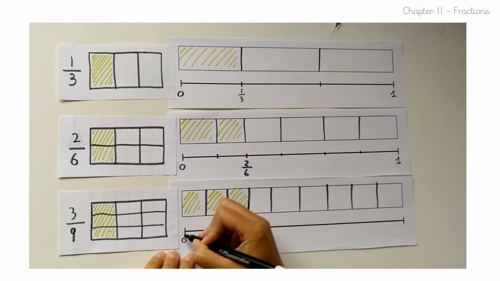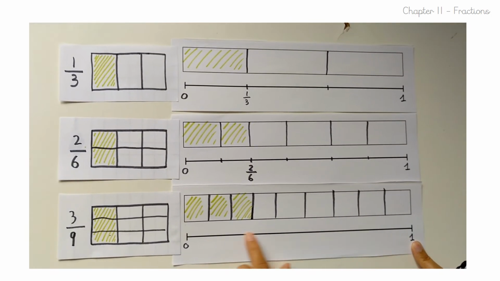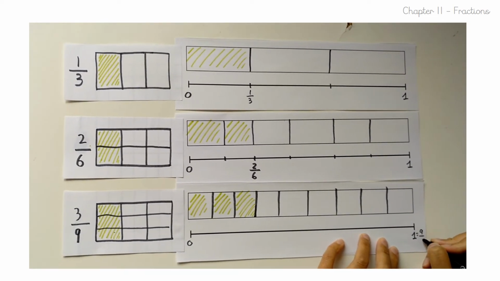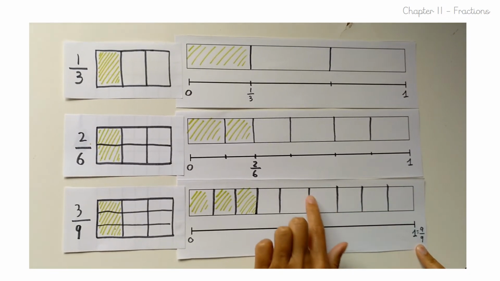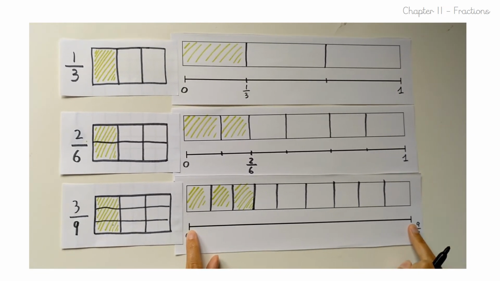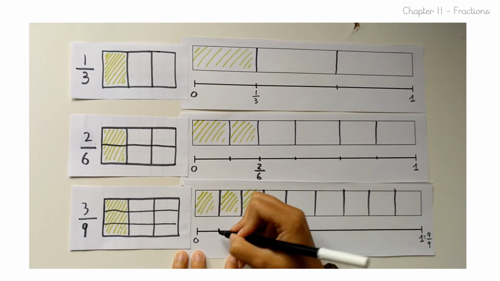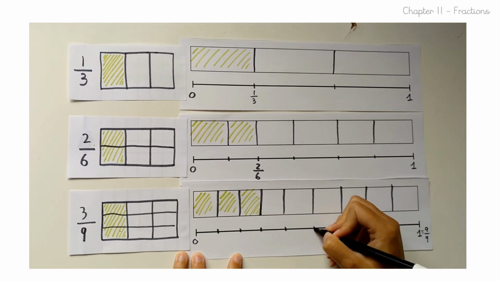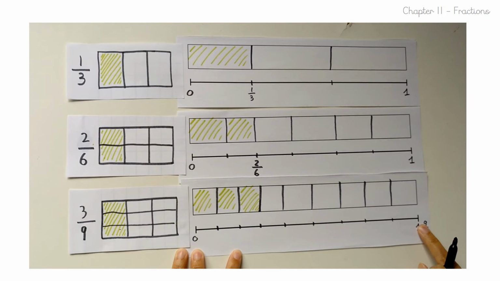So we start with a 0. We finish with a 1 because it represents our whole. Our whole could also be 9 ninths because that's our total. We got 9 parts. And now we need to divide our number line into 9 equal parts. So let's go. 1, 2, 3, 4, 5, 6, 7, 8, and 9 equal parts.